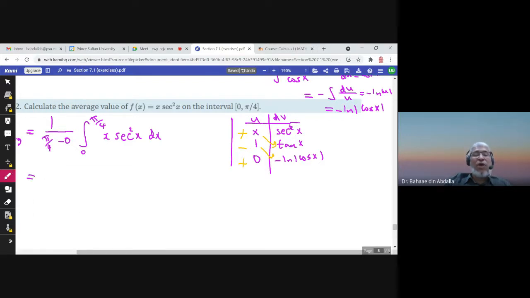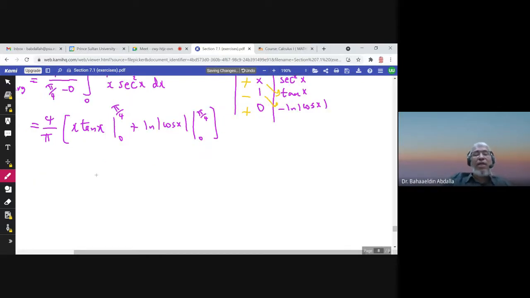So I have 1 over pi over 4, or you can say 4 over pi times x times tan x. Okay, you can write here from 0 to pi over 4, or continue and take them together, it's okay. Negative 1 times this, negative times negative would be plus ln cosine x from 0 to pi over 4. And the answer would be 4 over pi.